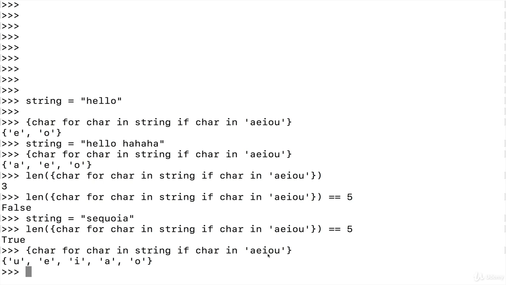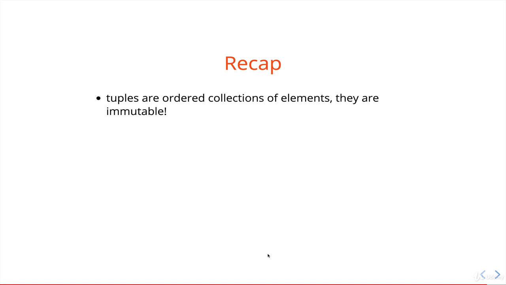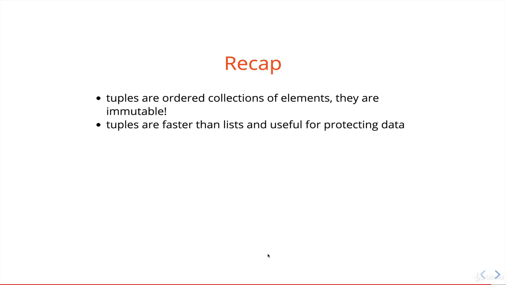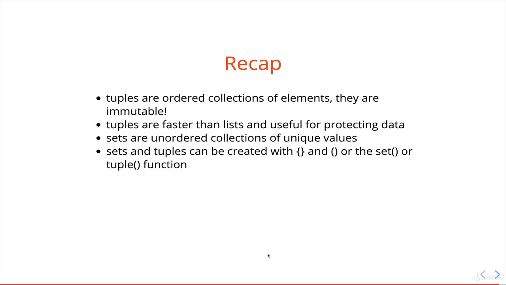Let's just quickly review what we covered. Tuples are ordered collections of elements, and they are immutable, meaning they do not change. You make them and you leave them how they are. And again, there's an order. Tuples are faster than lists, and they're useful. Sets, however, are unordered collections of unique values. So there is no order guaranteed. There's no order at all. And they are not immutable. We can add and remove using the methods add and remove. Sets and tuples can be created either with the curly braces and parens, or the set or tuple function respectively.